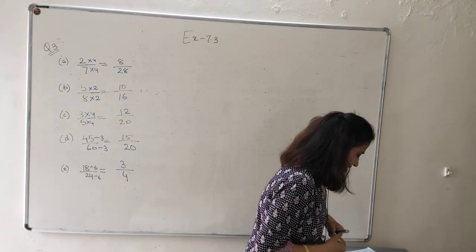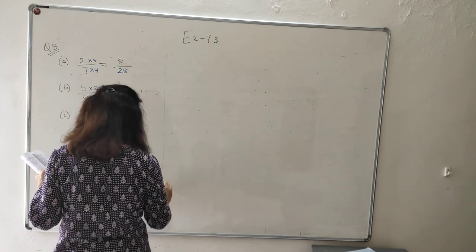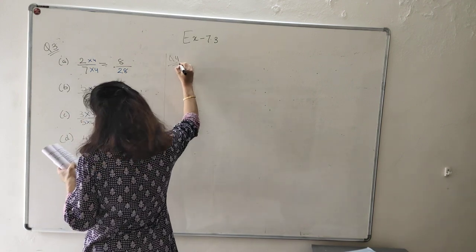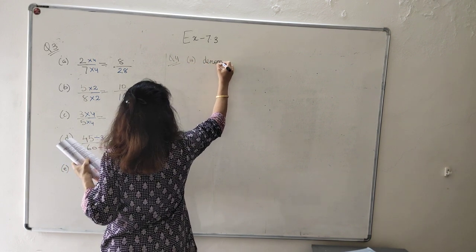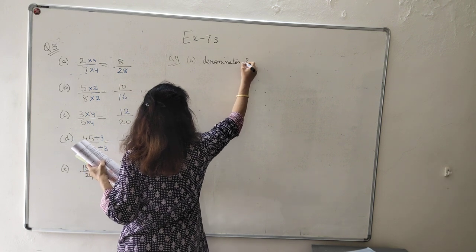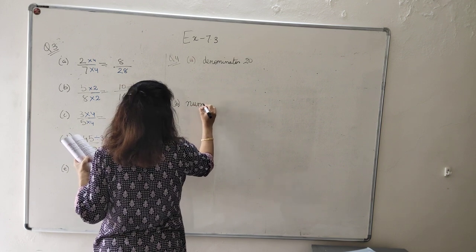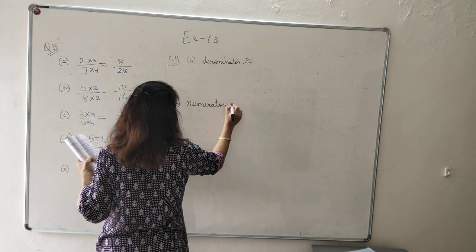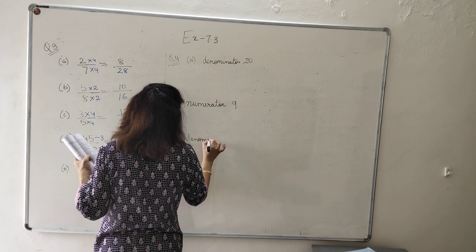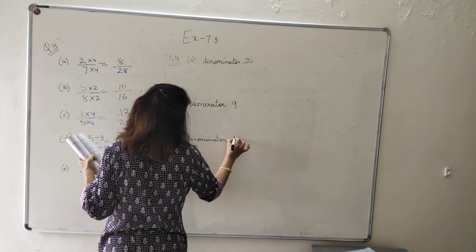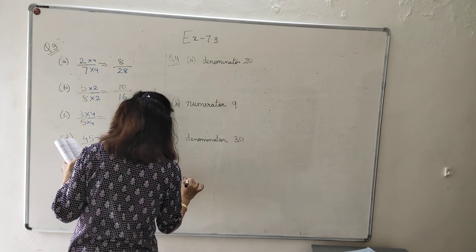Question number 4. I will not write the question, but you have to write the question. A, denominator 20. New question from new page, and all these 4 will fit in one page. Numerator 9. Denominator 30. And D, numerator 27.